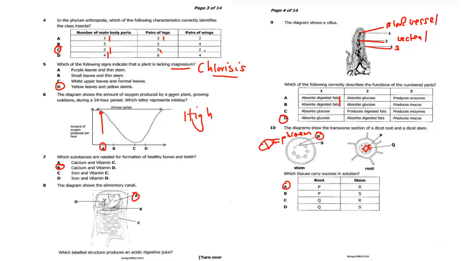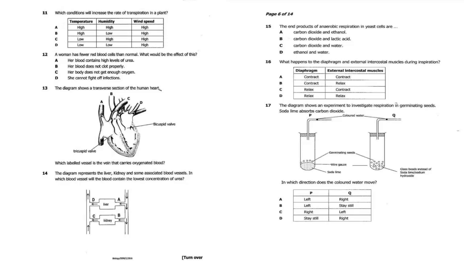Let us proceed to question 11. Which condition will increase the rate of transpiration in plants? Transpiration is affected by temperature, humidity, and wind speed. It needs high temperature. Humidity is the amount of water vapor in the atmosphere, so the higher it is, the lower the rate of transpiration, because there's no concentration gradient for water to diffuse. So it has to be low, and the higher wind speed. So the answer is high, low, high.